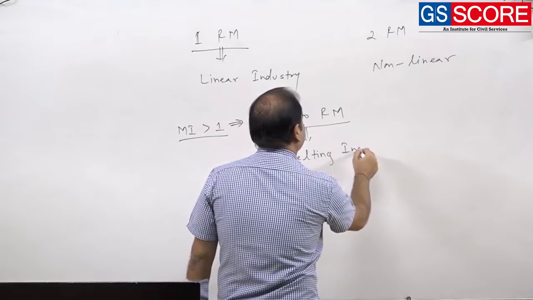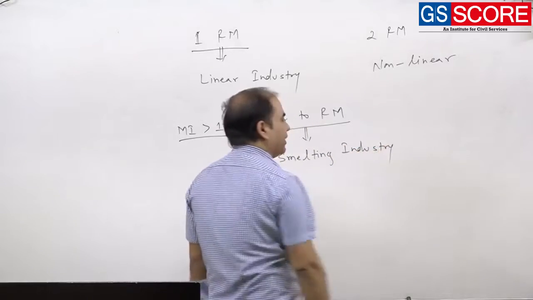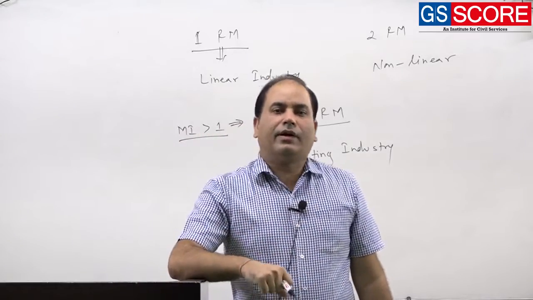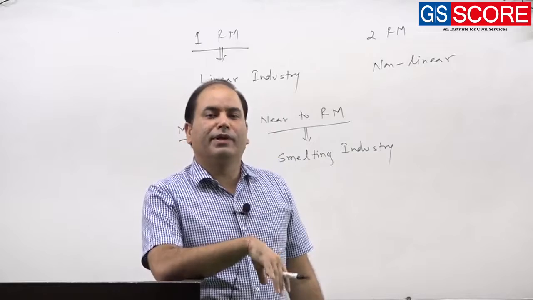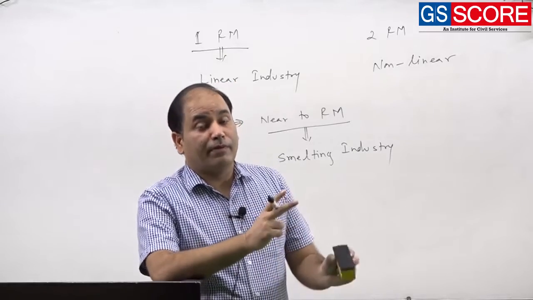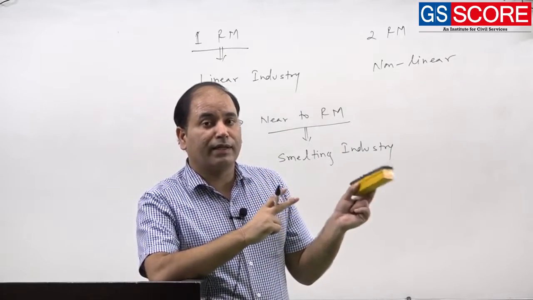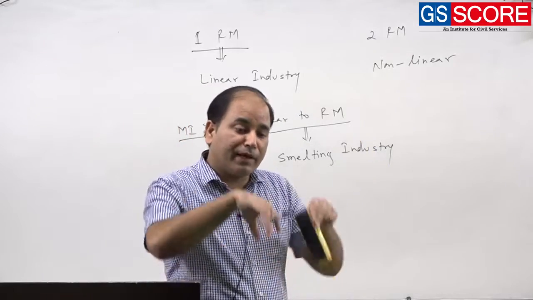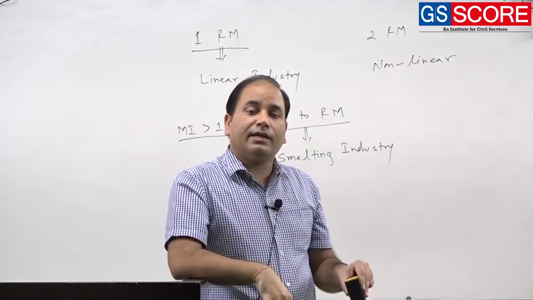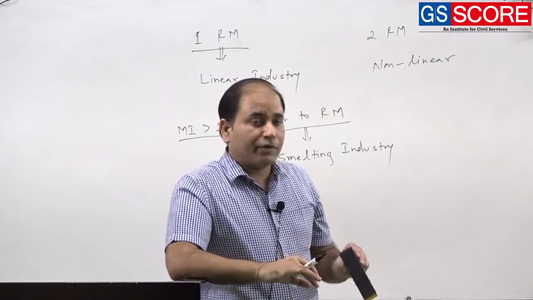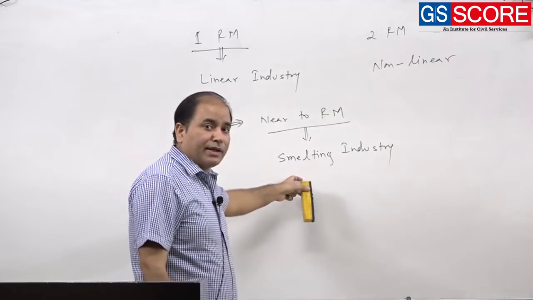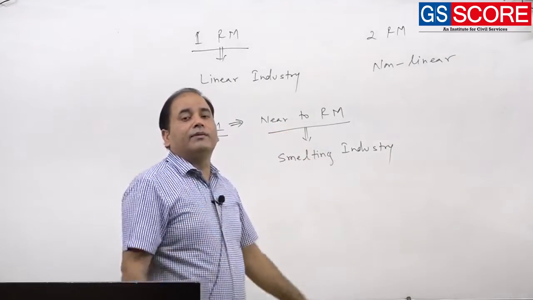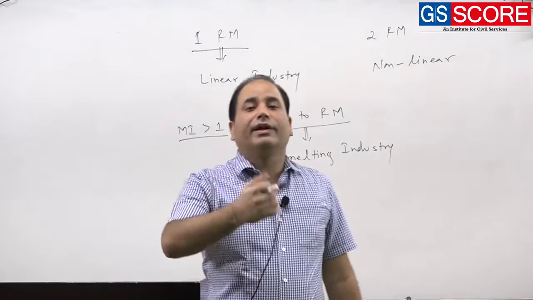The best example of a weight losing raw material industry will be the smelting industry. Any industry associated with copper, associated with iron, all these industries you will find even in our country. Weber suggested the industrial location theory in 1901, but his theory is very much valid, relevant till today. So, most of the smelting industry even in our country you will find located near to the raw material.